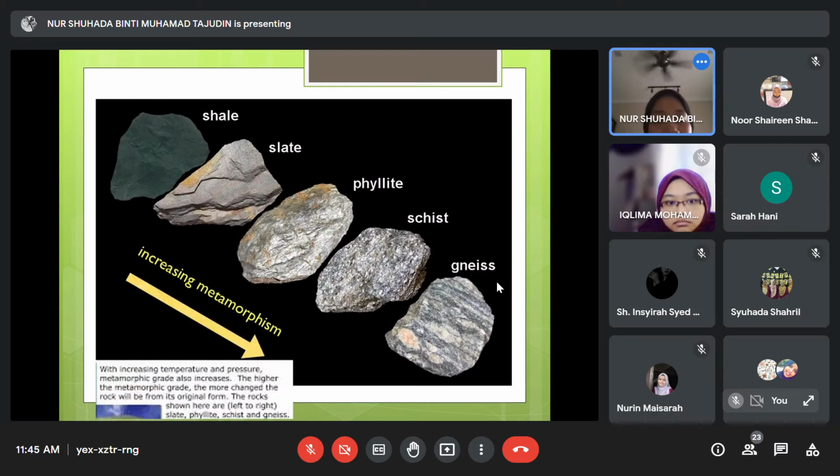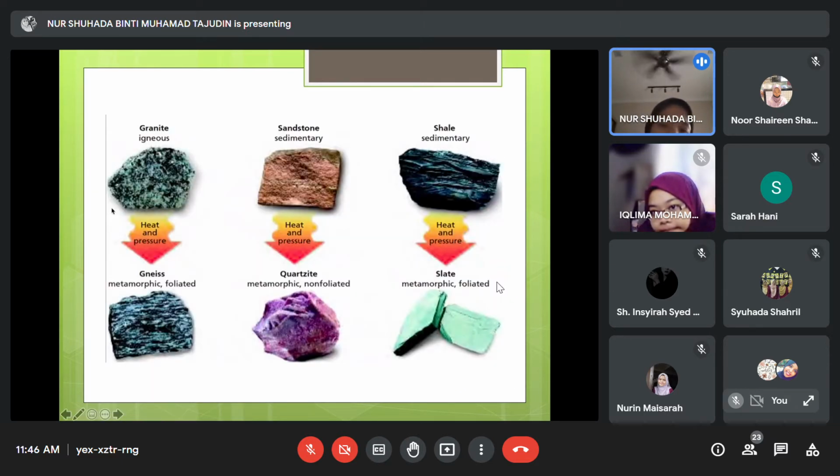Faham tak? Okay, so as it increase, the mineral contents are changing, the color is changing, the appearance is changing. Okay, so depends on the parent, who is the parent. Okay, from granite it changed to gneiss, the color changed. Sandstone, the color changed. Okay, then we have shale. Okay, and the heat and pressure, it changed into slate. So warna dia pun berubah.